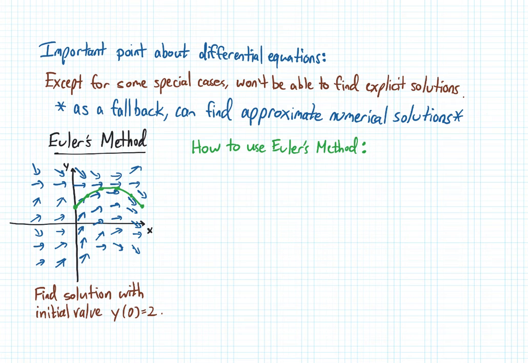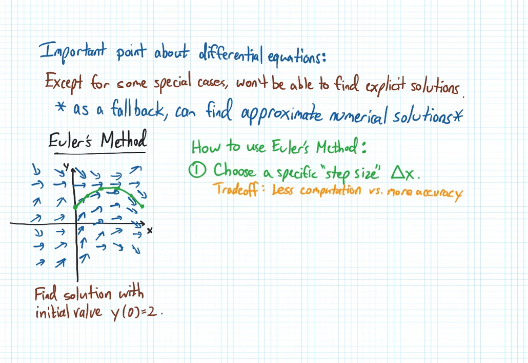All right, so let's get into the details. How does Euler's method actually work? So the first thing you need to do is choose a specific step size, delta x. This measures how far you go at each step of the process. And this is something where if we give you a problem, we'll probably tell you what step size to use, but in a real-life situation, you would get to choose that step size. And there's a trade-off there. If you use a larger step size, then the amount of computation you'll have to do to get an answer is less. Whereas if you use a smaller step size, then you're going to get a more accurate approximation of the solution.